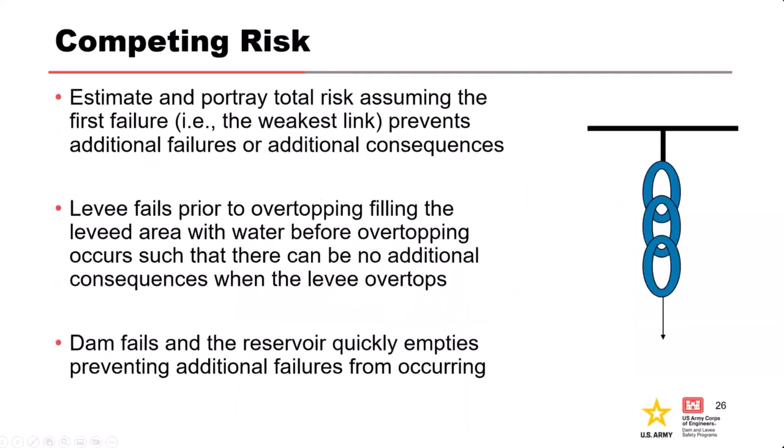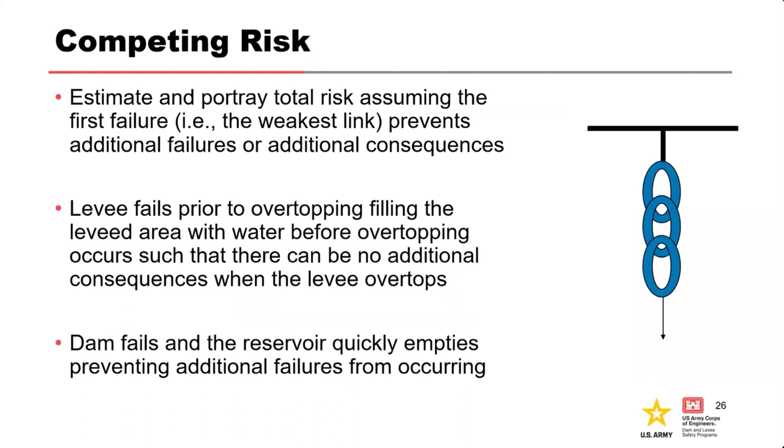The other one is called competing risk. This is a little bit new, at least in the Corps of Engineers. It's widely used in other fields. It aligns well with the engineering concept of looking at things from the perspective of the weakest link. So competing risk is the formal way to do this correctly. So the assumption you're making when you select this type of model to combine failure modes is that the first failure, in other words, the weakest link in your system, happens first. And once it happens, for whatever reason, it prevents other failures from happening or other consequences from happening.